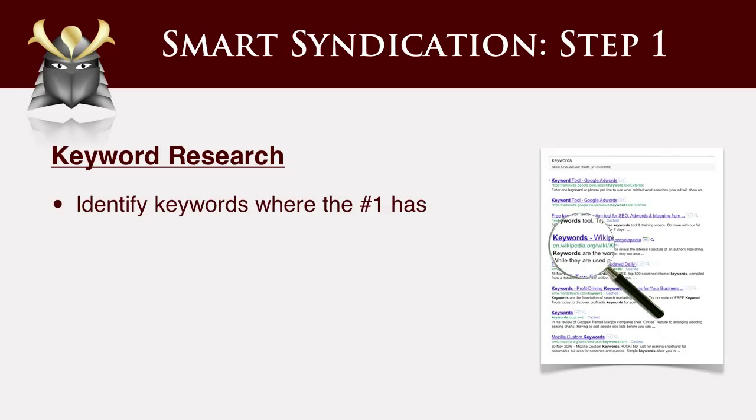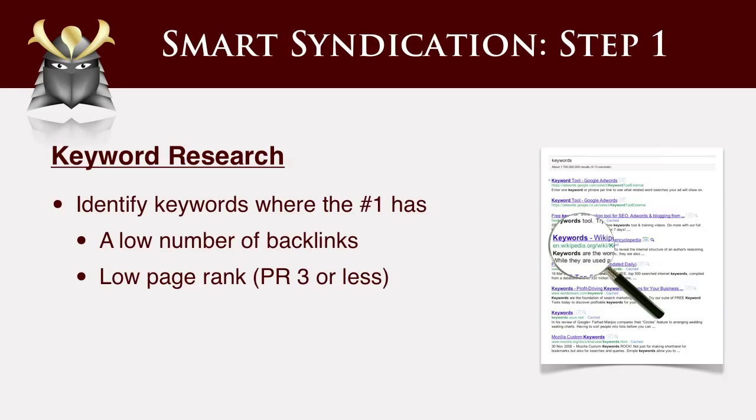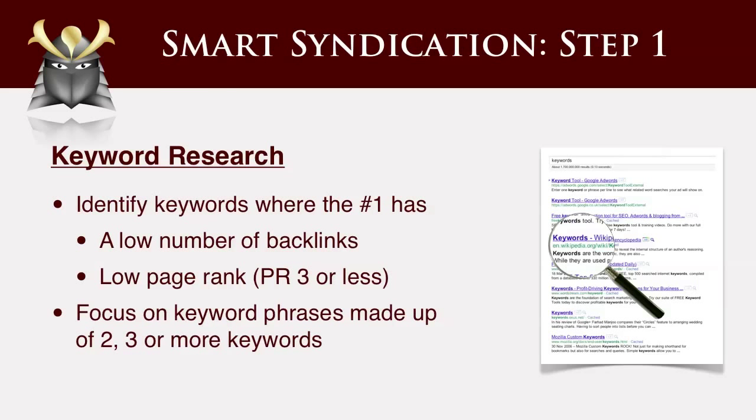Try and identify keywords where the #1 ranking website has a relatively low number of backlinks and a low page rank, for example, 3 or less. To do this, you'll probably need to focus on keyword phrases made up of 2, 3, or more keywords. Once you've learned how to get #1 rankings for low competition keywords, then you can target more competitive keywords, and you can leverage the authority that you've already developed to make these competitive keywords more accessible.